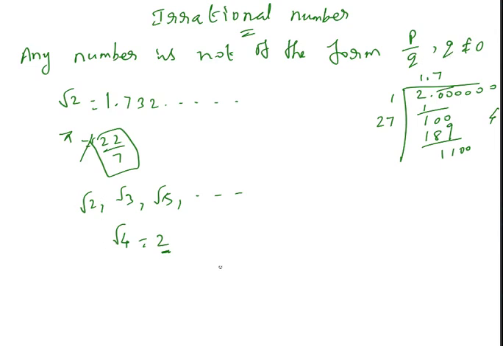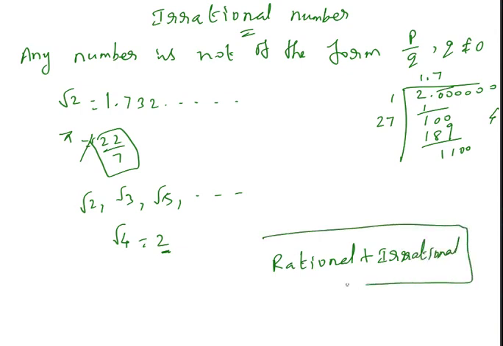Rational numbers and irrational numbers together are called real numbers. In this chapter we are going to discuss real numbers only. So what are real numbers? It is the collection of all rational numbers together with all irrational numbers.